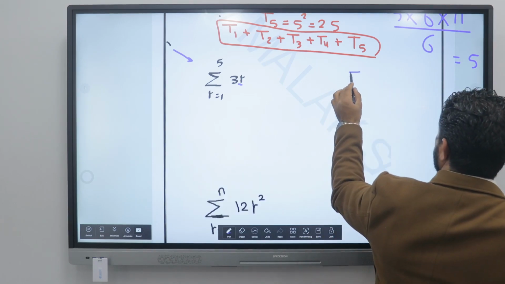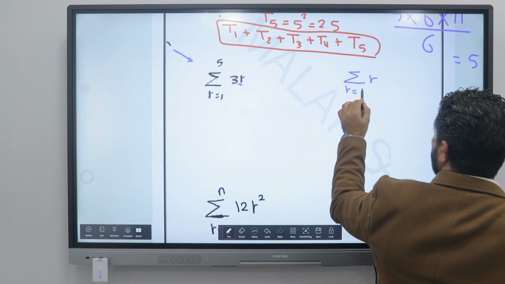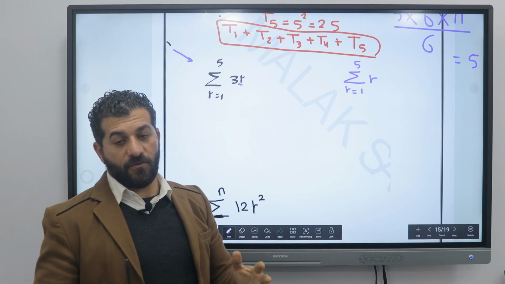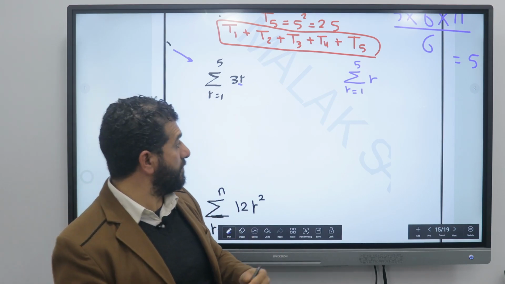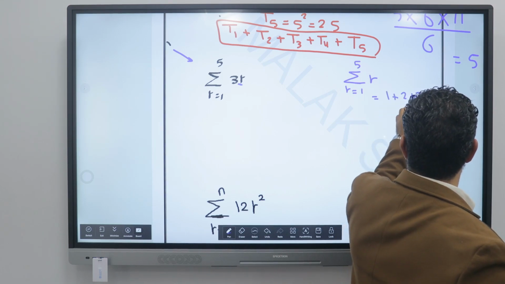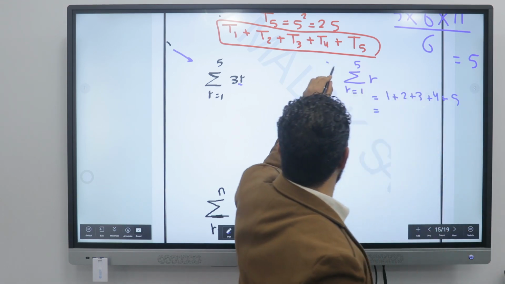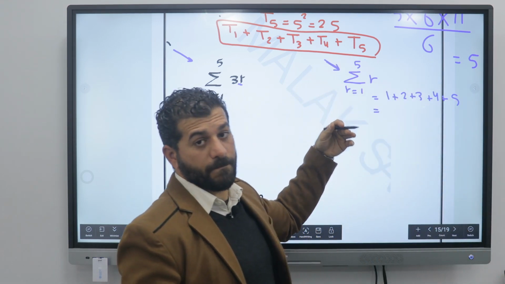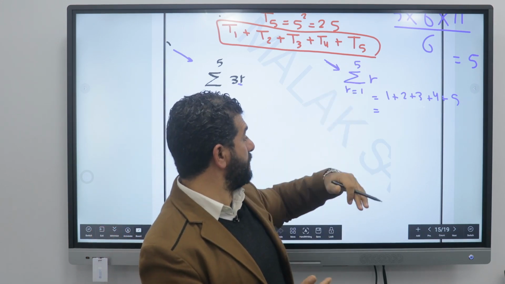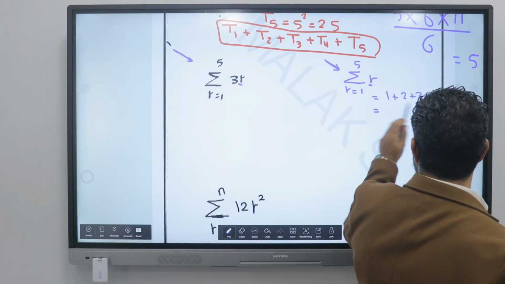If I ask you about the summation of r from 1 to 5, what is the summation of this sequence of all terms starting from 1 to 5? This means it's 1 plus 2 plus 3 plus 4 plus 5. The sum from 1 to 5 of this sequence will be 1 plus 2 plus 3 plus 4 plus 5.